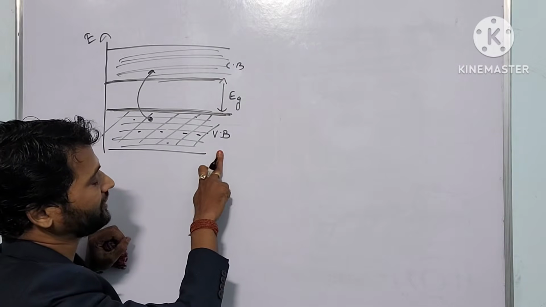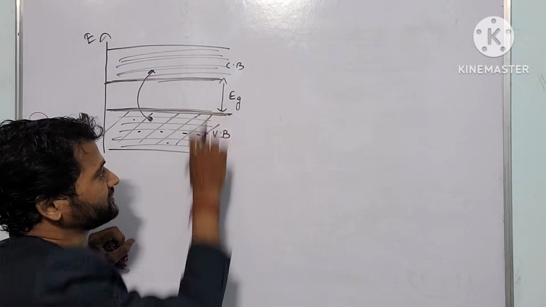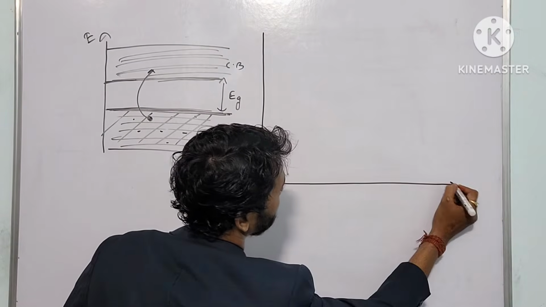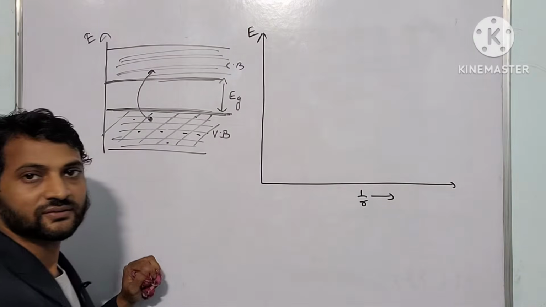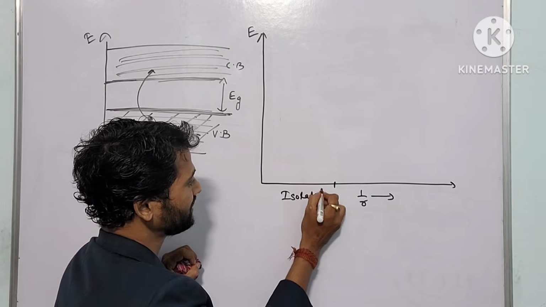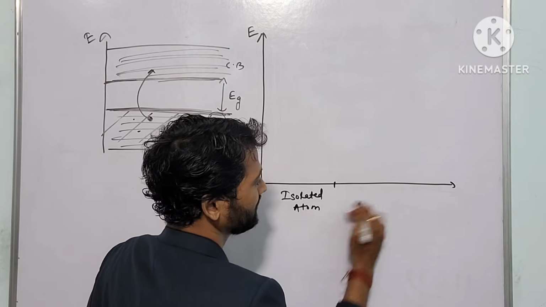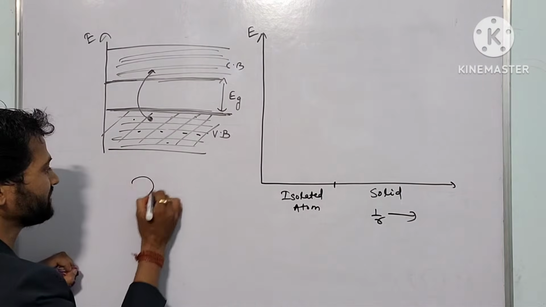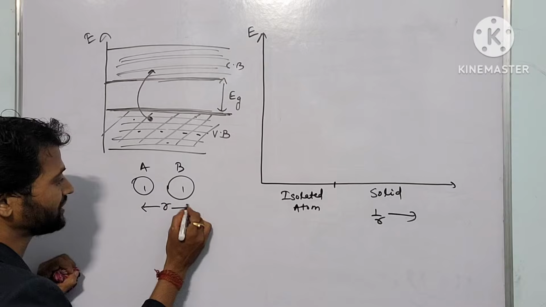Okay, let us understand what is the real meaning of this graph, valence band and conduction band. यहाँ पे देखो, I'm drawing a graph here. I have taken 1 by r on the x-axis and energy on the y-axis, right? I have taken two ranges: one is isolated atom, and after that solid or crystal. ये axis आपका 1 by r है. r is nothing but the separation between two atoms. Let A and B be two atoms in a crystal. The separation is r.